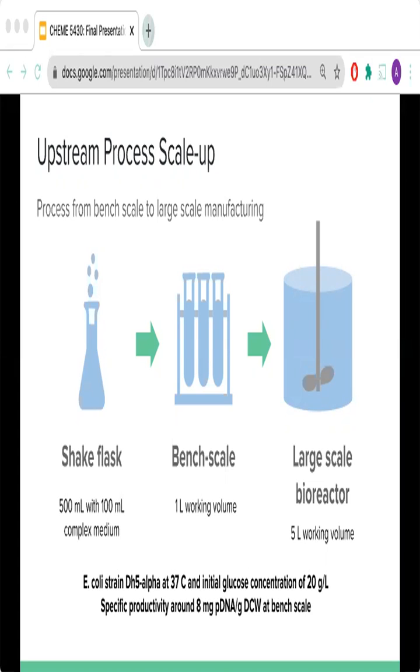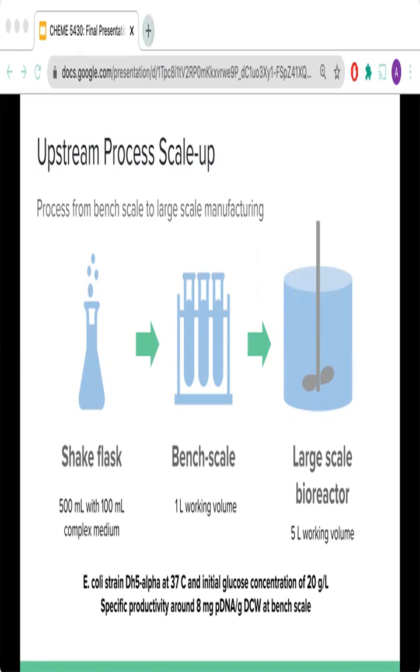For the production of plasmid DNA, E. coli host strains of K12 and B type are typically used, but we will use the DH5 alpha for higher yield. Next, batch fermentation will be tested using a 1 liter working volume where cells will be grown at 37 degrees Celsius. A complex medium will be used with an initial glucose concentration of 20 grams per liter.